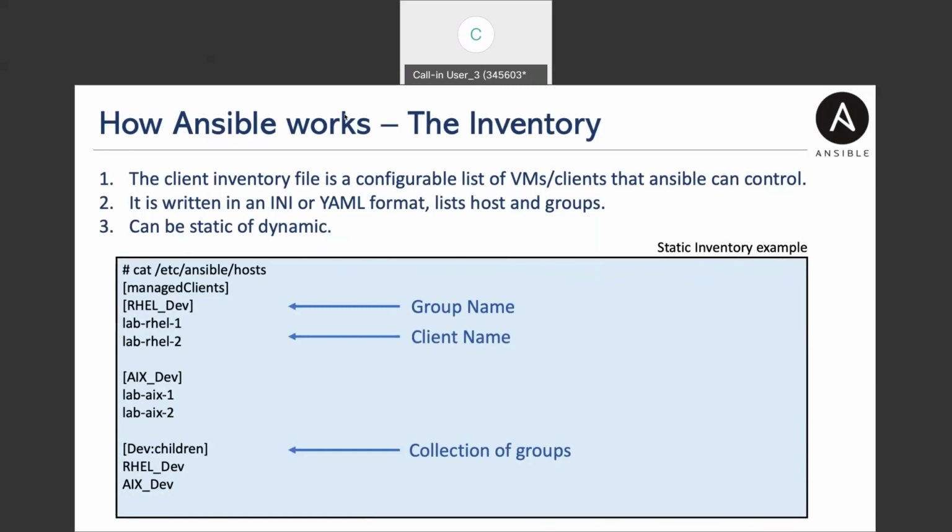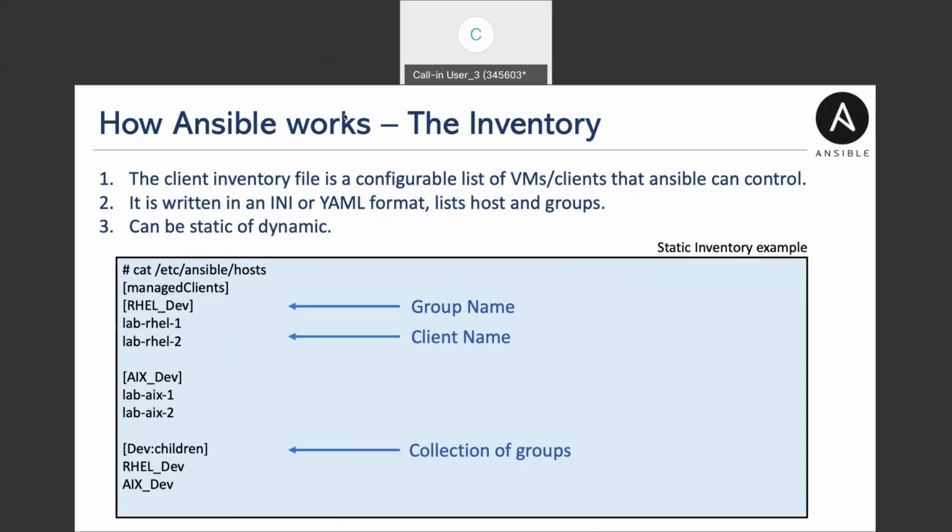So a simple inventory file that I've shown before, this is a static inventory example. The default is /etc/ansible/hosts, and in the square brackets, we've defined a group. So here I've got two groups: rel dev and AIX dev. And within each of those groups, I list the clients, simply a resolvable host name, via DNS or locally resolvable. So I've got two rel servers there, and two AIX servers there.